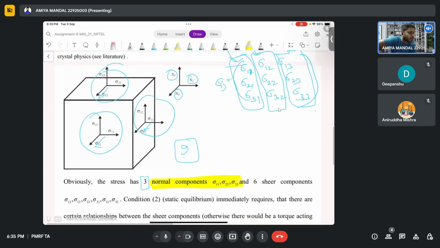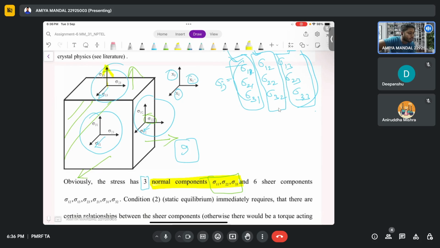Okay, you can easily see that on this surface, this component is normal to this surface. On this surface, sigma 2,2 is normal to this surface. And on this surface, sigma 1,1 is normal to this surface. So they are the normal components.